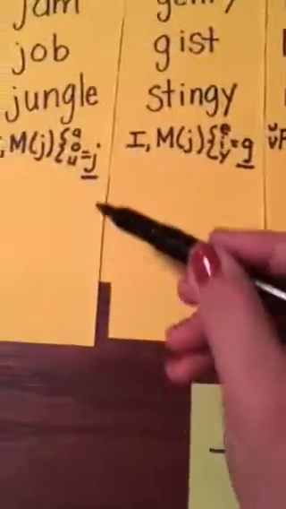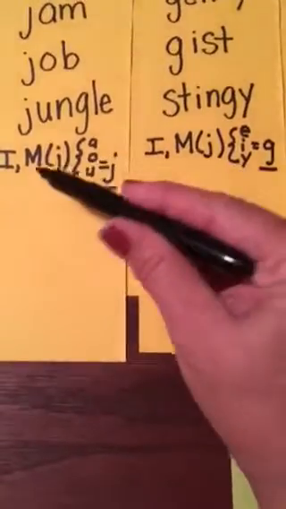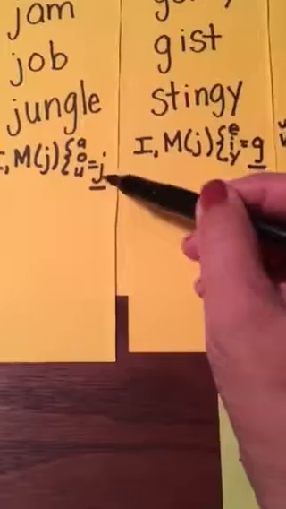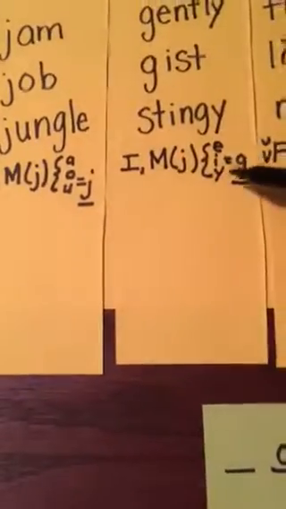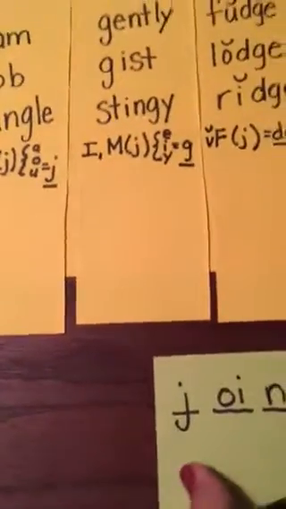Let's go back up here and look. Initial medial J before O is spelled with a J. And these are E, I, and Y. And I know that's O. So it has to be a J. Join. Correct. It goes in this spot.